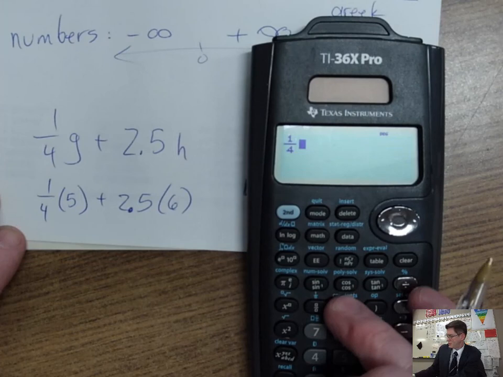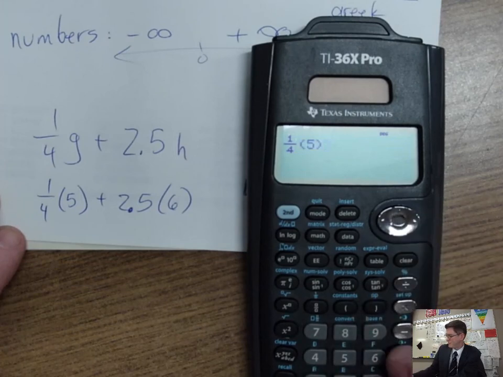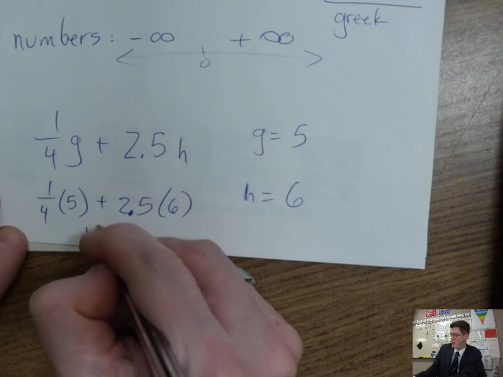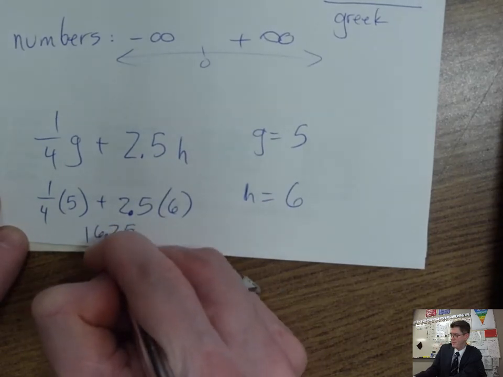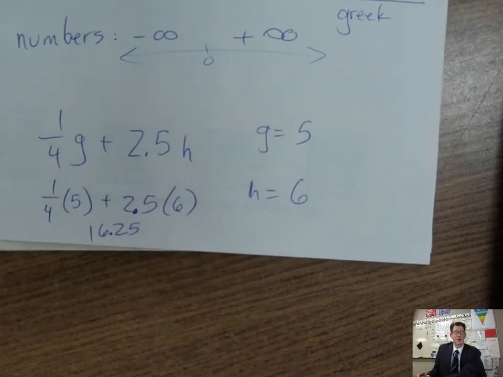1/4 times 5 plus 2.5 times 6. And what do we end up with? 16.25. Finding a number answer to go with it.